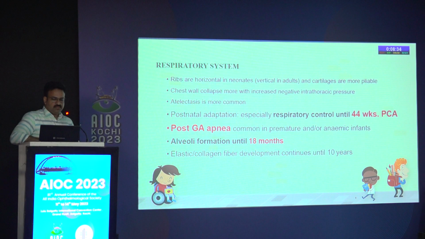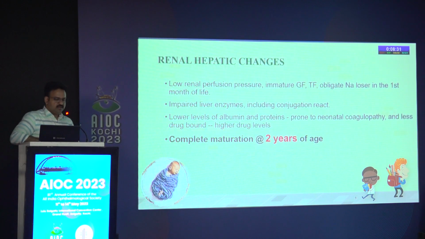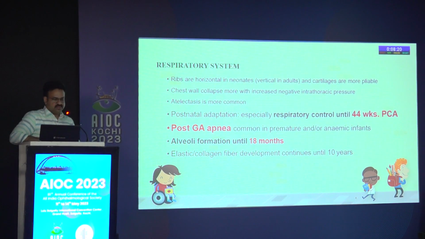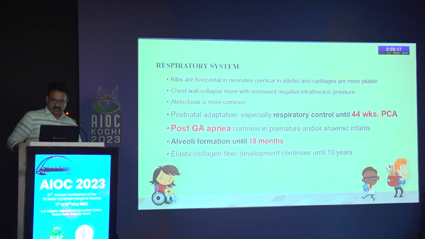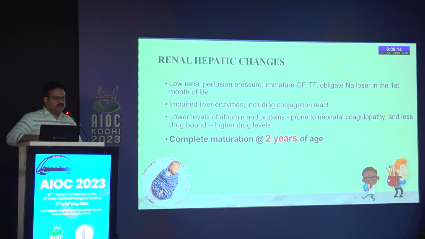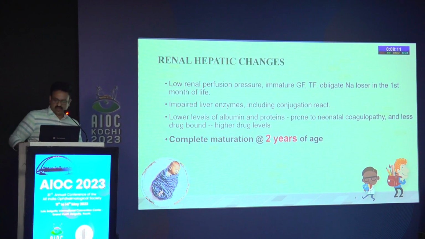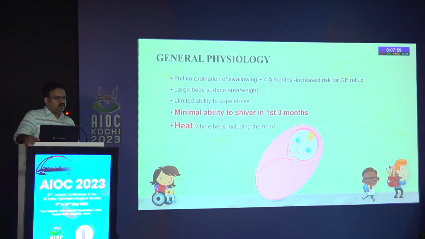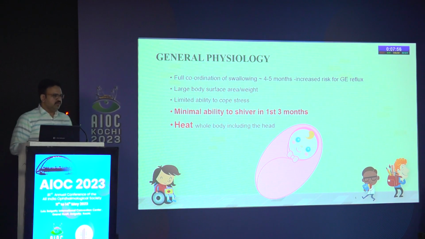Also, post-GA apnea is very common because the postnatal adaptation will not occur until 44 weeks of post-conceptional age. This post-GA apnea is common in premature and or anemic patients. Alveolar formation continues to occur until 18 months of age. Coming to the renal and hepatic changes, the complete maturation occurs by around 2 years of age. In general physiology, they have minimal ability to shiver for the first 3 months. So we need to warm the whole body, including the head, and cover the baby completely before giving anesthesia and doing the surgery.